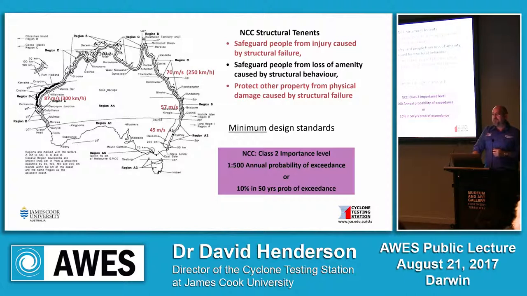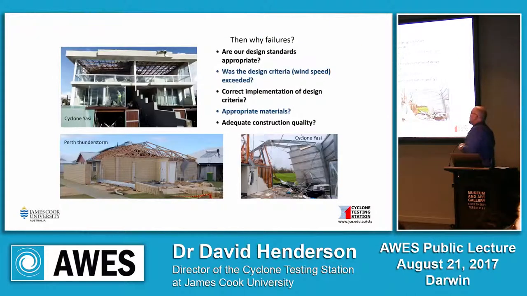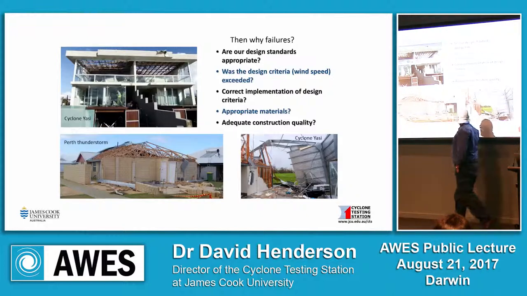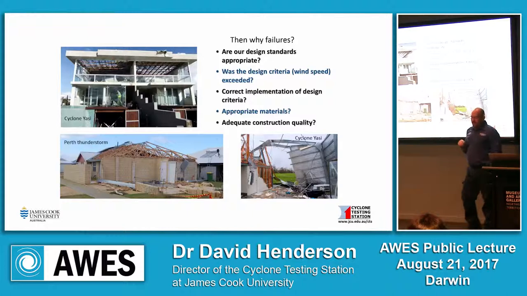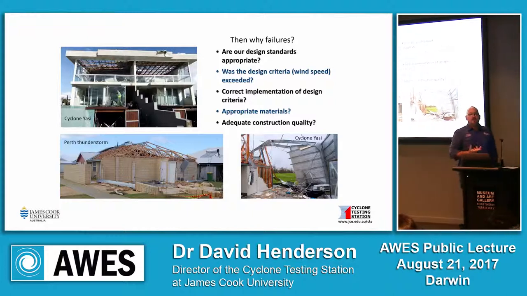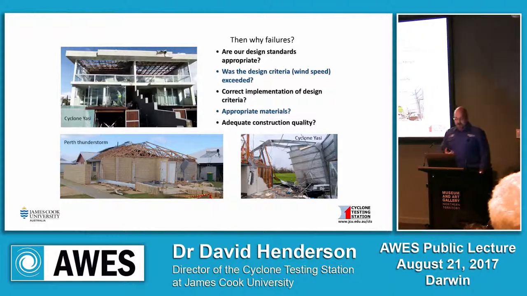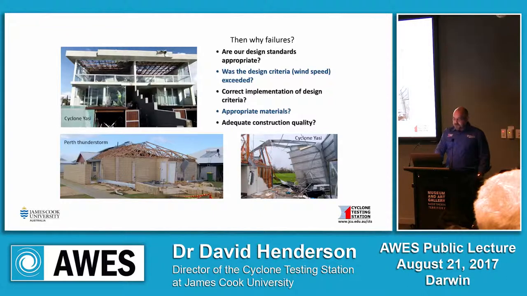So in terms of having these minimum design standards in our building codes, we still see stuff that goes wrong. Cyclone Yasi or the Perth thunderstorm, shout out to Cyclone Yasi as well. So what's going on? Was our minimum design criteria exceeded? Was the wind speed stronger than that design criteria level? Was it the correct implementation of the design standard? Was it built the right way using the right stuff? Which is basically where it comes into our damage surveys. In terms of damage surveys, we go out and look at what's done right and what's done wrong.